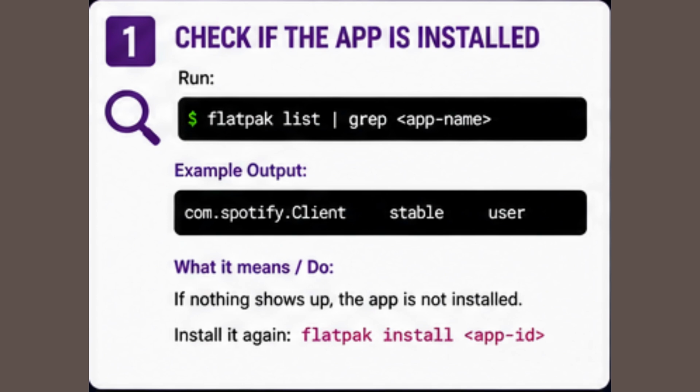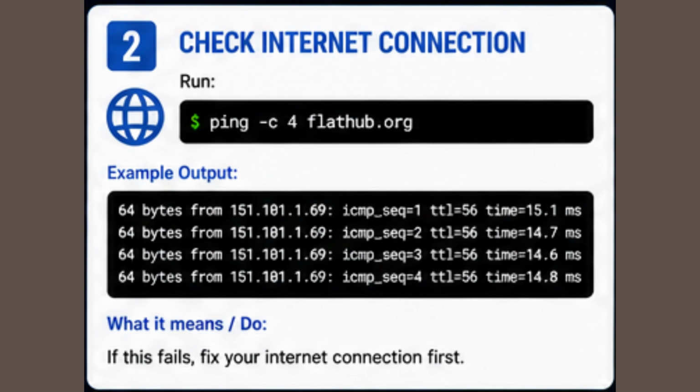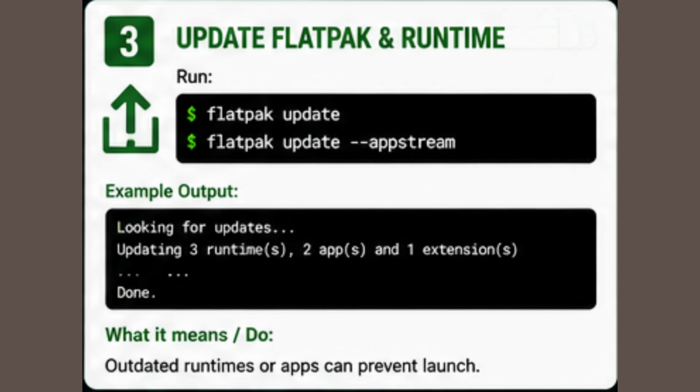In the first image, we're going to check if the app is installed. You have to type this command and then simply check whether the app is rightly installed or not. Then you can check the internet connection by typing this command and running it. After, you can update your Flatpak and runtime. Simply type these two commands and then look at the output.